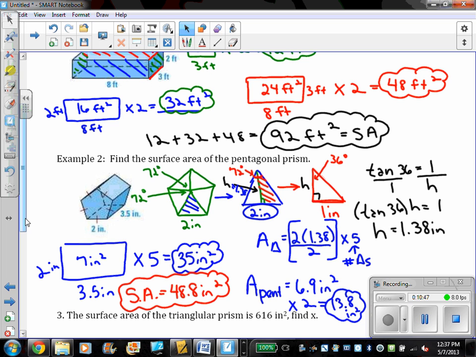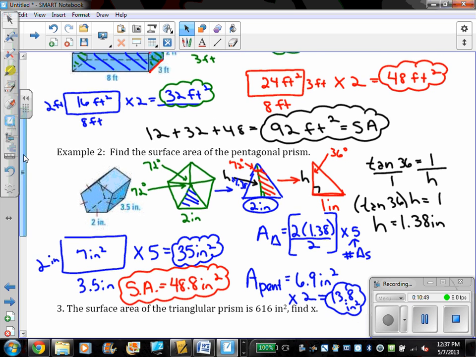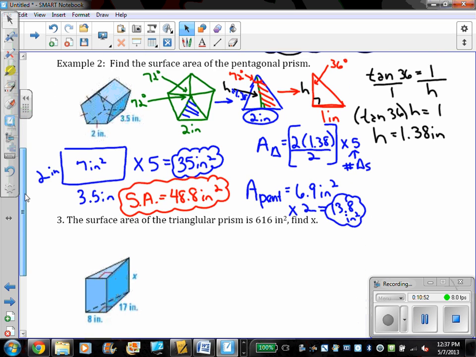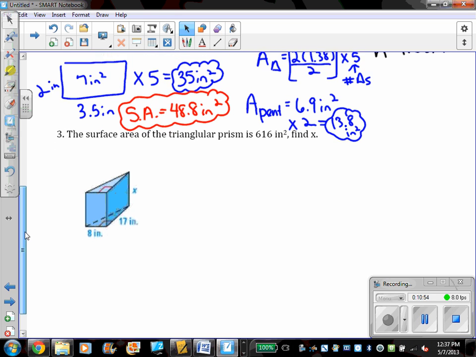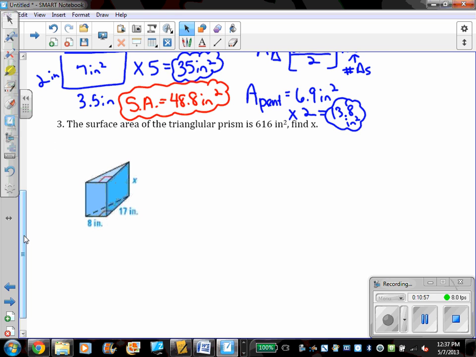Okay, so it's just kind of more take it step by step by step. Don't skimp on your work because it'll confuse you otherwise. And then you go from there.